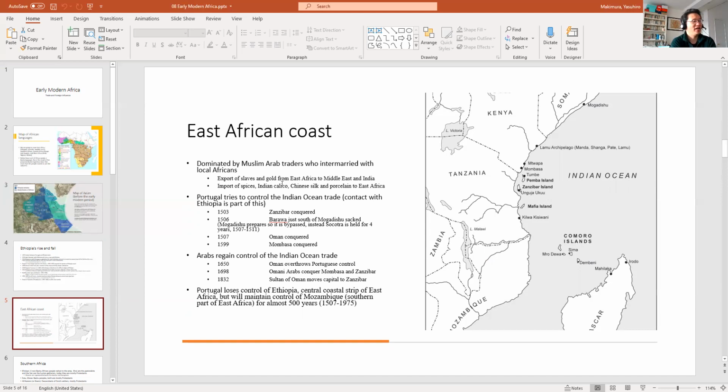And then these Omani Arabs push out of Oman and they come down south. And when they find Portuguese Mombasa and Portuguese Zanzibar, they conquer it. And once they conquered Zanzibar, over 100 years later, the Arabs actually realized that the location of Zanzibar is better strategically for them. And so the royal family, the Sultan of Oman, moves his capital from Oman to Zanzibar.